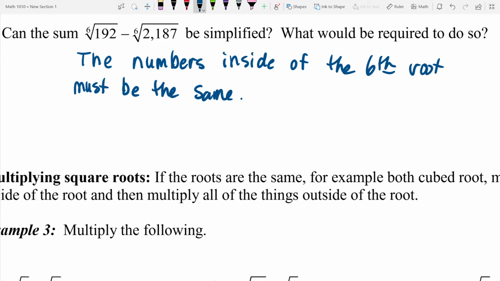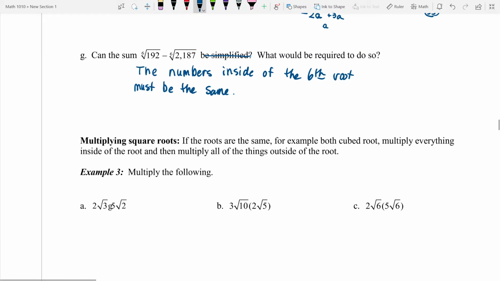In order to answer the question, can it be simplified, we would have to break that down. So I'm not even going to do that. We're kind of just changing the problem to what would be required in order to add those two things together. Okay, that's all I'm going to do. That's enough.